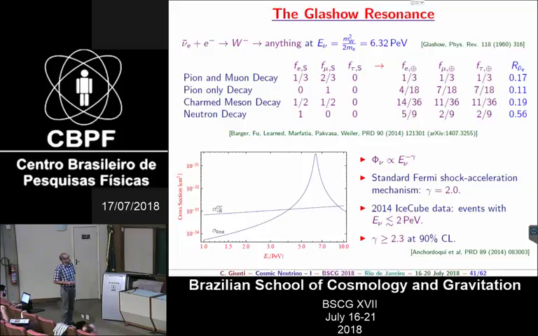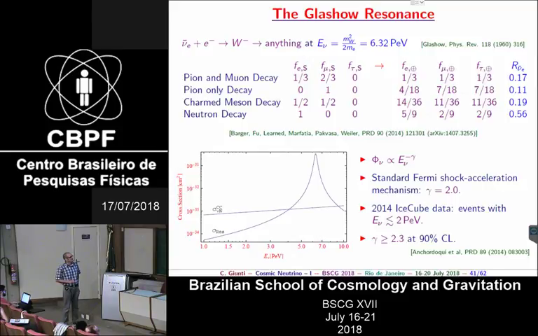In this case, one, of course, the amount of neutrinos which can be detected depends on the cross-section and also on the flux. The flux typically has some power law with a spectral index gamma, and in the standard mechanism of production, this spectral index is expected to be exactly 2.